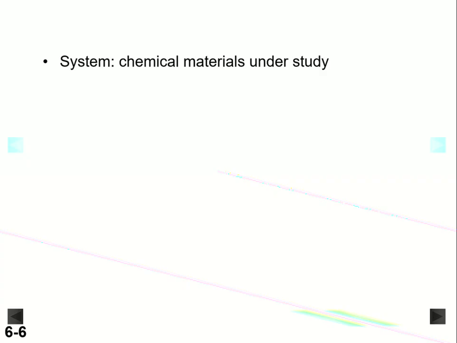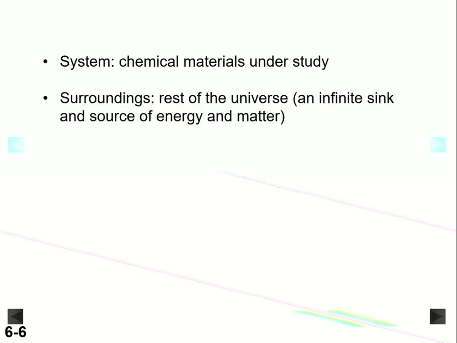So our system are the chemical materials that are under study. And we'll see that pretty clearly as we go through and do some practice problems. The surroundings, that's the rest of the universe. You can think of the universe as an infinite sink and an infinite source of energy and matter that's available to our system.